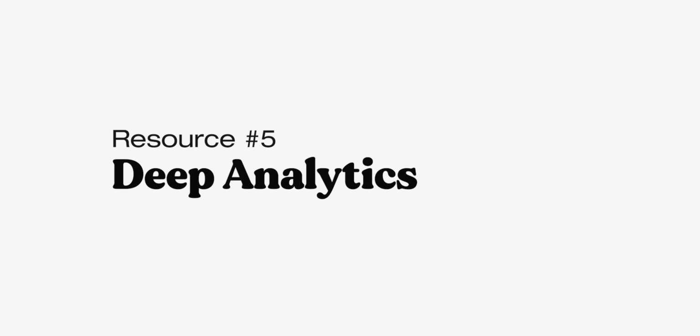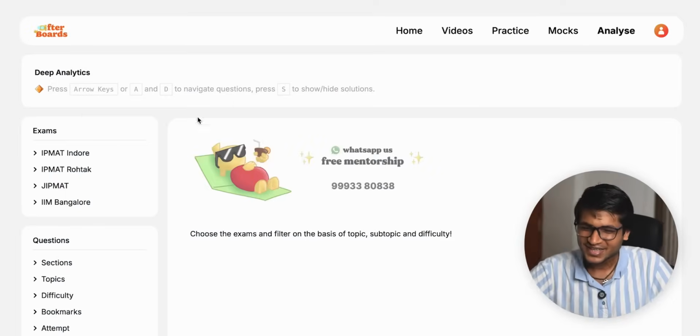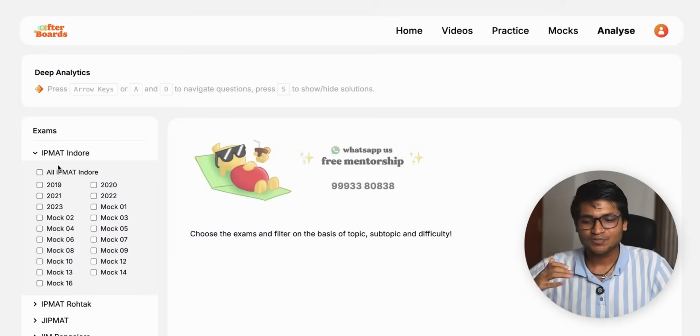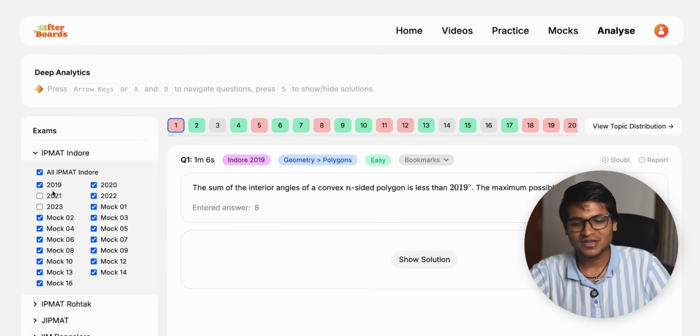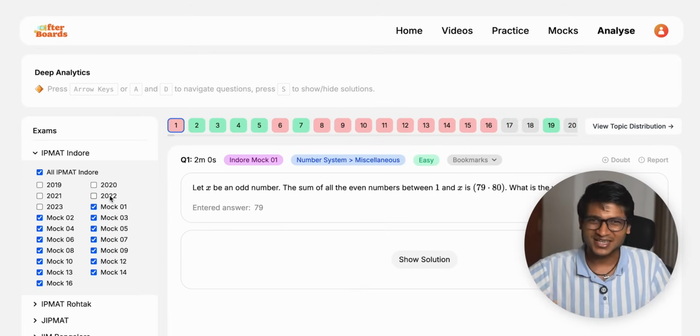Now let's talk about the next feature, which is deep analytics. Imagine you attempted so many mocks. You want to select all of it. Let me remove the PYPs because the student might have known the answer, so it does not count.